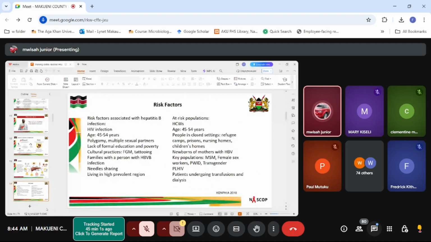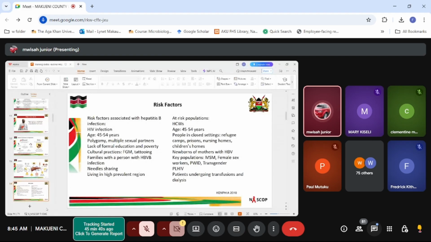The risk factors associated with hepatitis B infection. One is HIV infection. Age 45 to 54 years, that is the gap that is most affected by hepatitis B. Polygamy, that is due to multiple sexual partners, lack of formal education and poverty, cultural practices, FGM, tattooing, families with a person with hepatitis B virus infection, sharing of needles, and living in high prevalence regions.